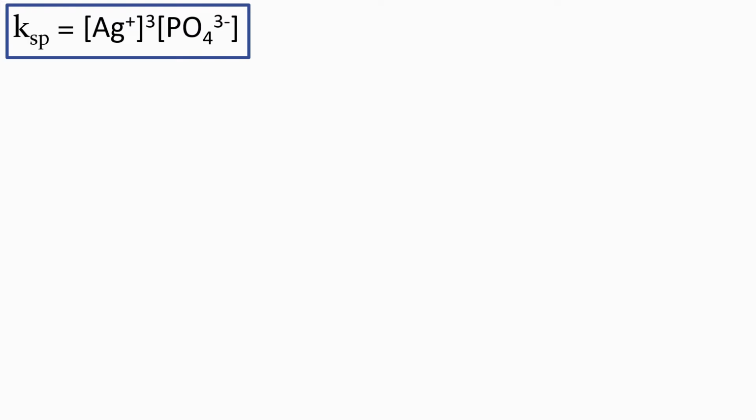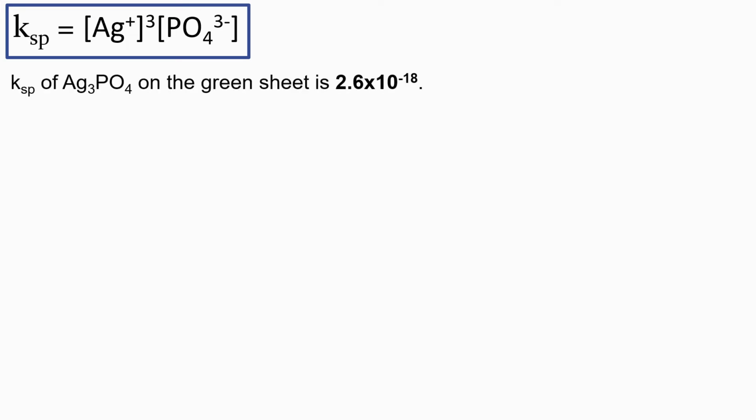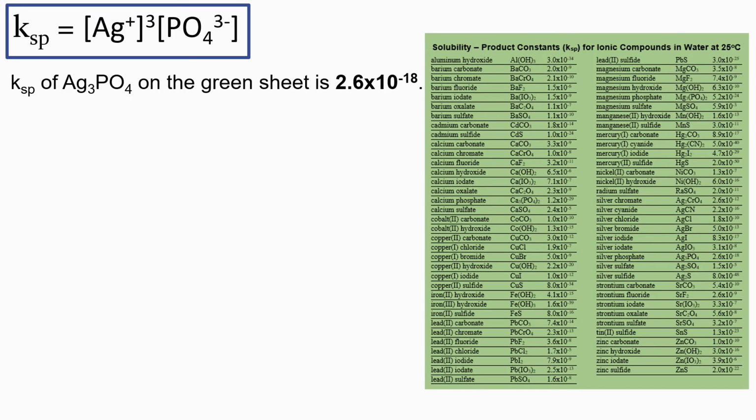So the KSP equals the silver ion concentration cubed multiplied by the phosphate concentration. And if I look on the green sheet, I find that the KSP equals 2.6 times 10 to the negative 18. Yes, that green sheet that you've been given in class. We look up silver phosphate and we find out that silver phosphate has a KSP value of 2.6 times 10 to the negative 18. So what does that mean?